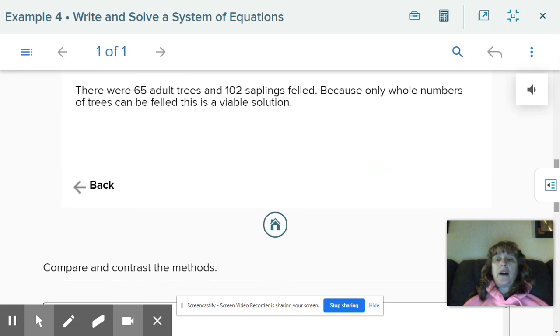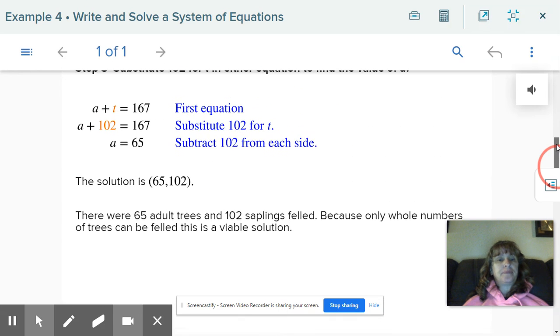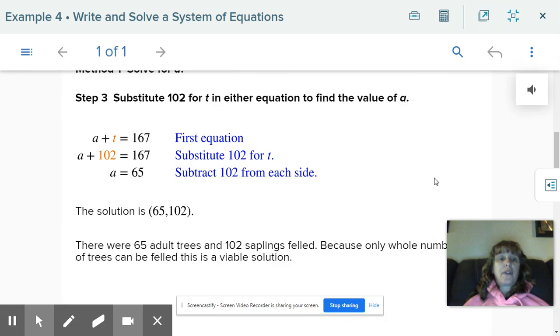Let's go ahead and see how they did it. That is how they did it. Well, no, that isn't how they did it. They substituted 102 in the original equation and then subtracted 102 from 167. Yes, that would be correct because you want to know originally how many saplings and how many adult trees you had. Well, we know we had 102 saplings that were felled, and we know that we also had 65. Those two together equal 167.